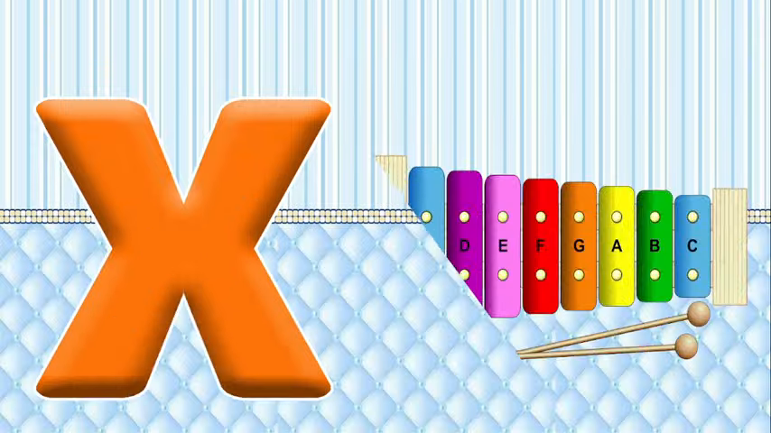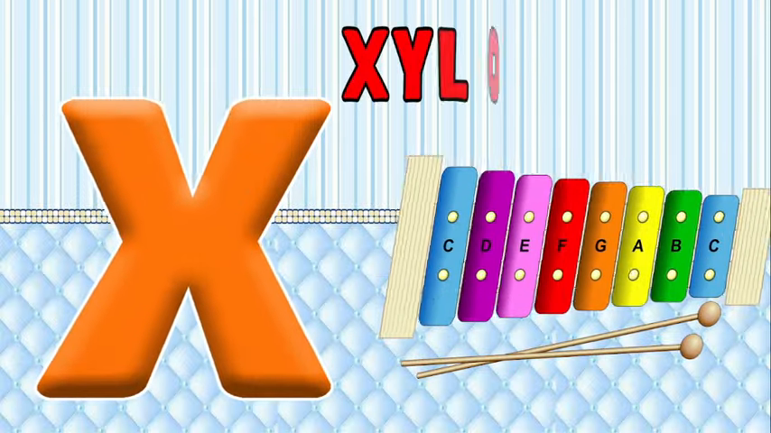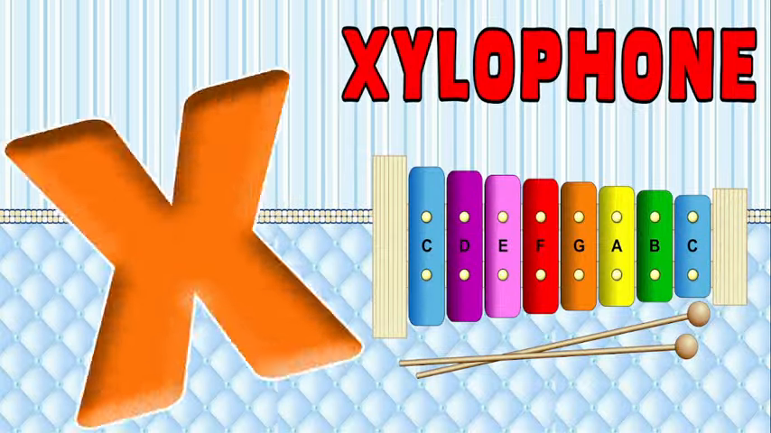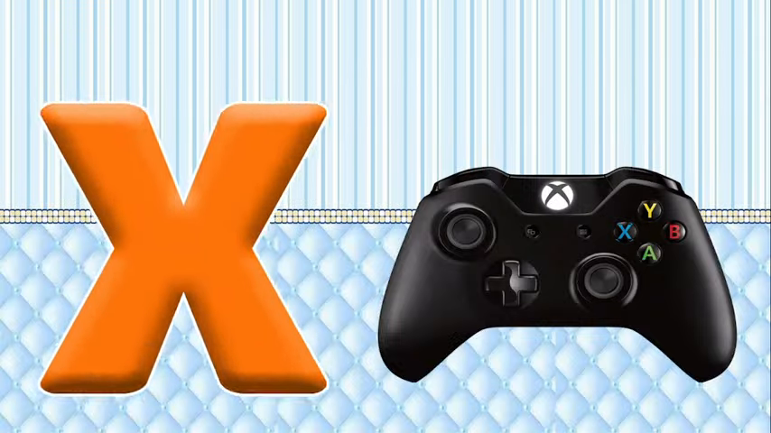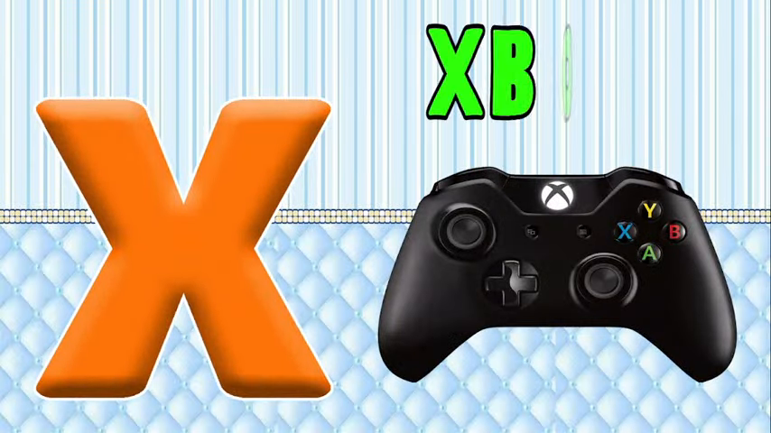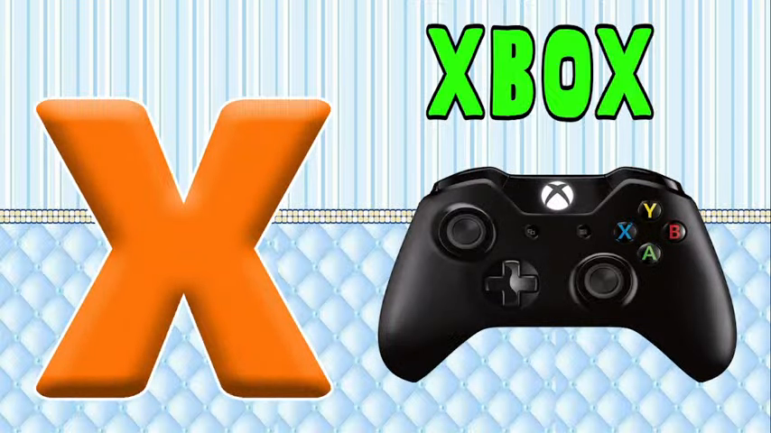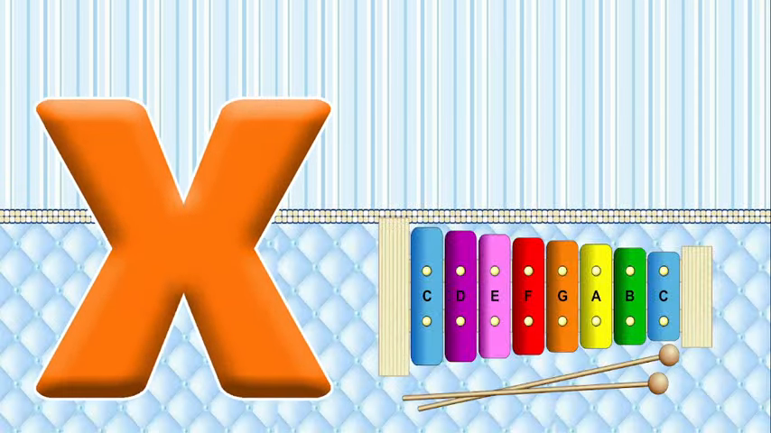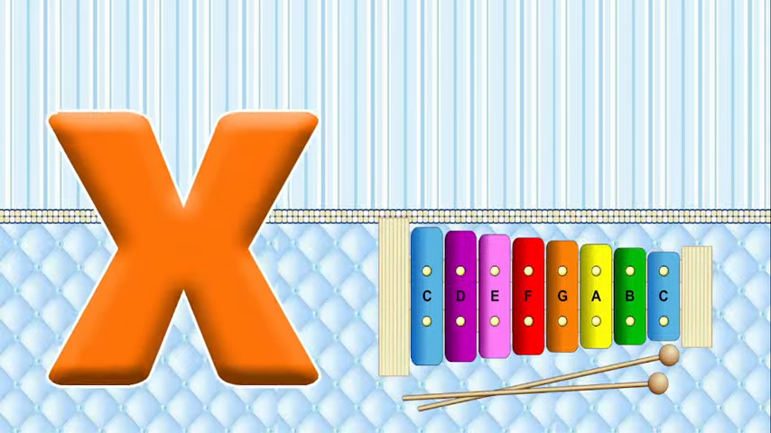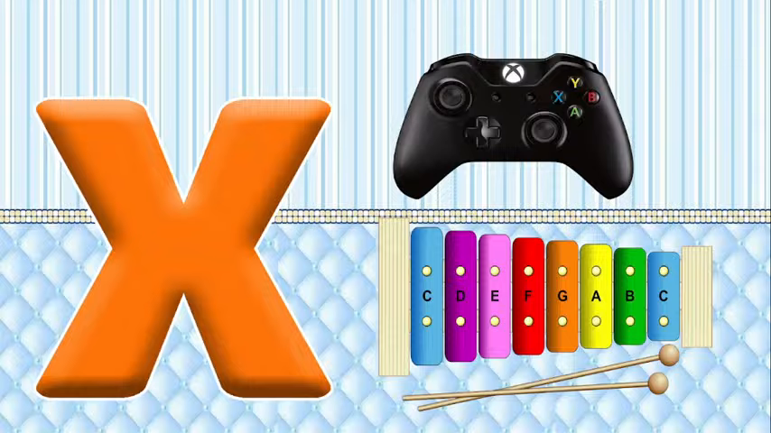X is for xylophone. X, x, xylophone. X is for Xbox. X, x, Xbox. X is for x, x, x, xylophone. X is for x, x, x, Xbox.